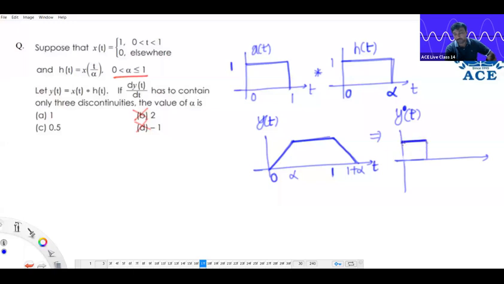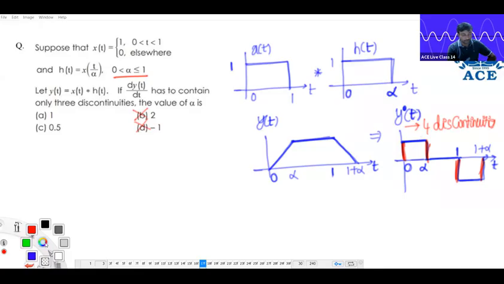Differentiation of positive ramp is positive step. Alpha to 1 constant 0. 1 to 1 plus alpha, it is a negative ramp. After differentiating the trapezium, how many jump locations does it show? We are having 4 discontinuities. Discontinuity means jumps. 4 discontinuities are there.